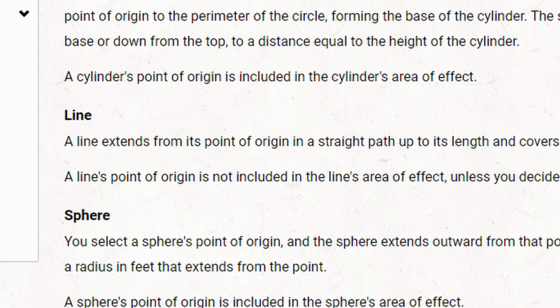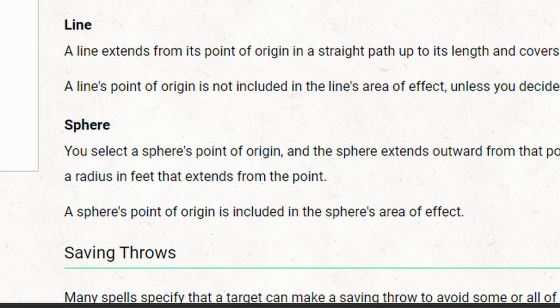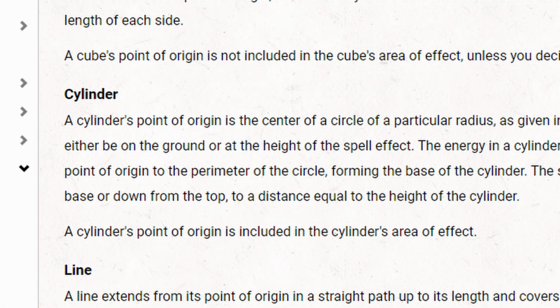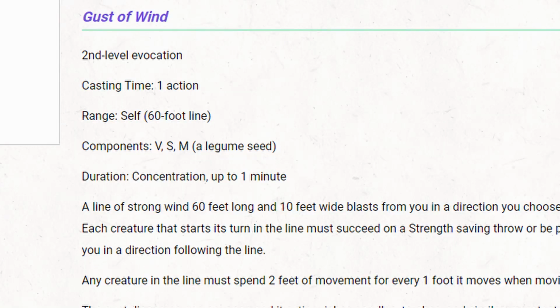There are 5 different types of area effect: a line, a cone, a cube, a sphere, and a cylinder. A line affects everything in its path from the point of origin to the distance defined by its area of effect. It also covers a defined width. For example, the spell Gust of Wind is a line going from you to a point 60 feet away, and it's 10 feet wide.